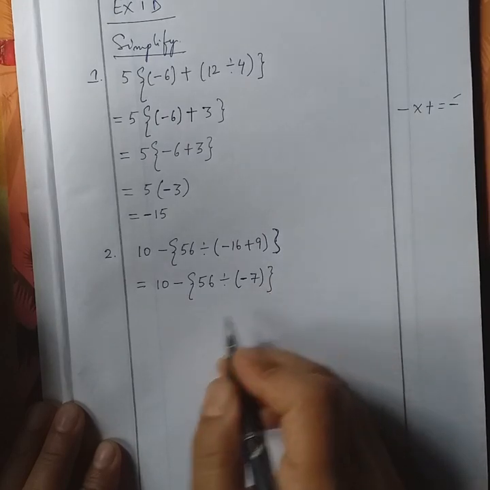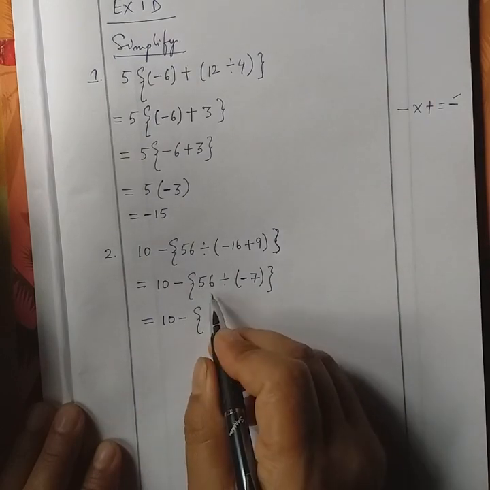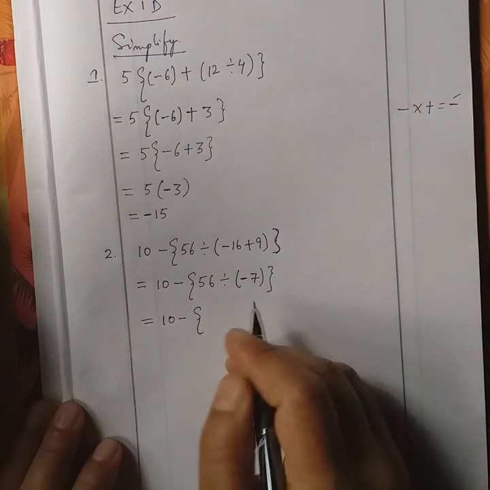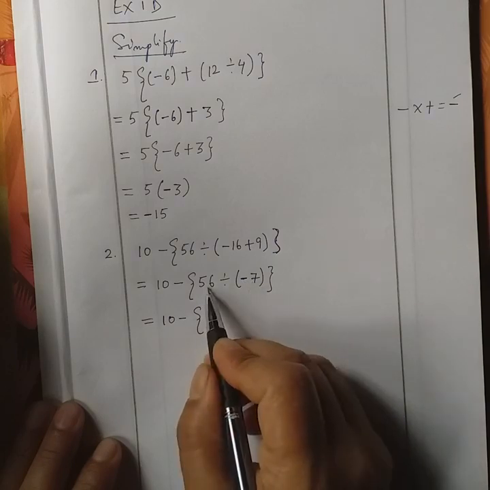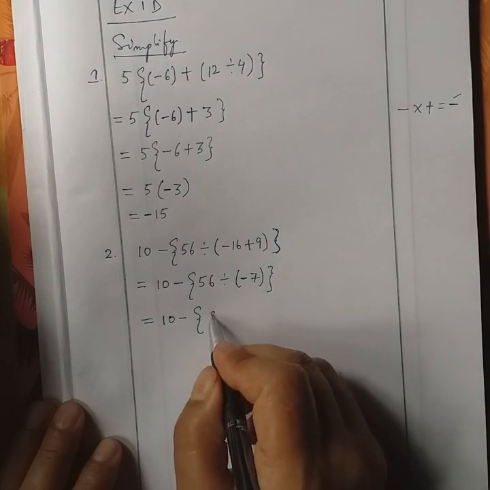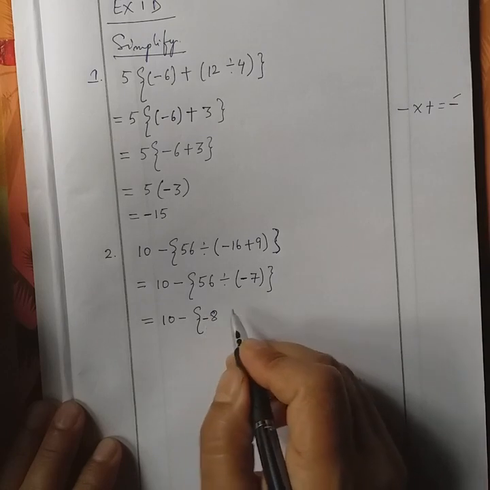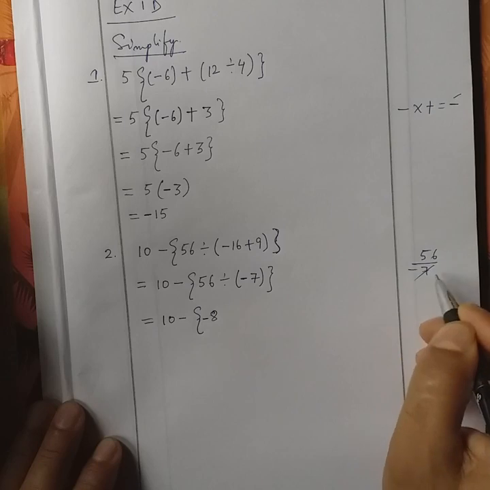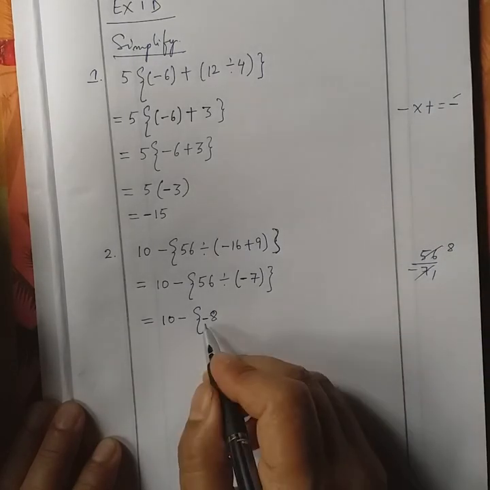Curly bracket closed. Now 10 minus 56 divided by a negative number, isn't it? So just forget about this minus for the time being and divide. 56 divided by 7. 7 how many times is 56? 8 times. But the sign will be of this minus, as this one is 56 divided by minus 7. 7 eights are 56. So this minus remains as it is. So minus will be here.